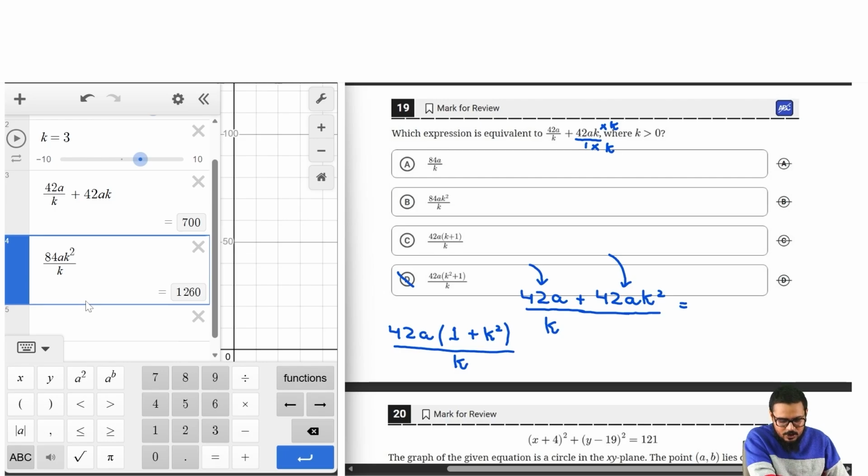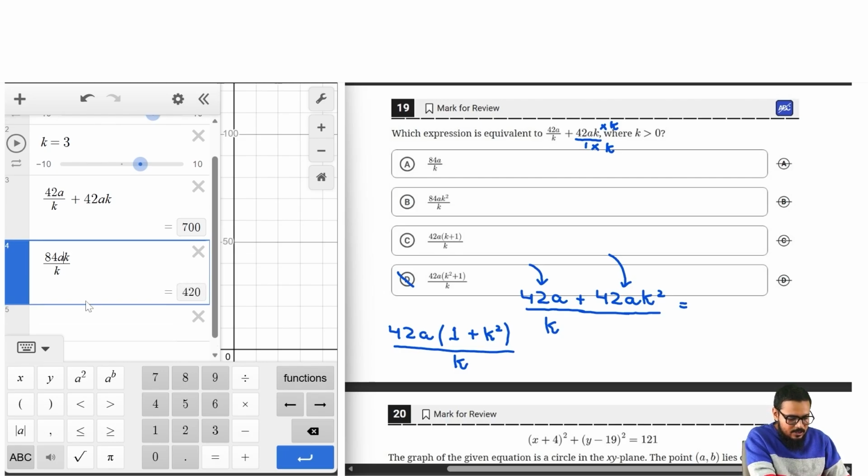The next one is 42a times k plus 1. Let's put that one as well, so k plus 1 inside parentheses, divided by k. That's coming out as 560. I need this to come out as 700. Okay, I wrote this as 84, but it is 42, a times k plus 1 divided by k. That's not coming out as 700, that's coming out as 280.